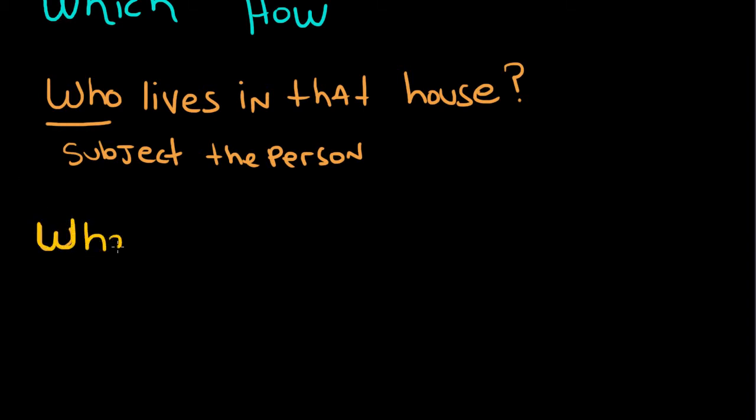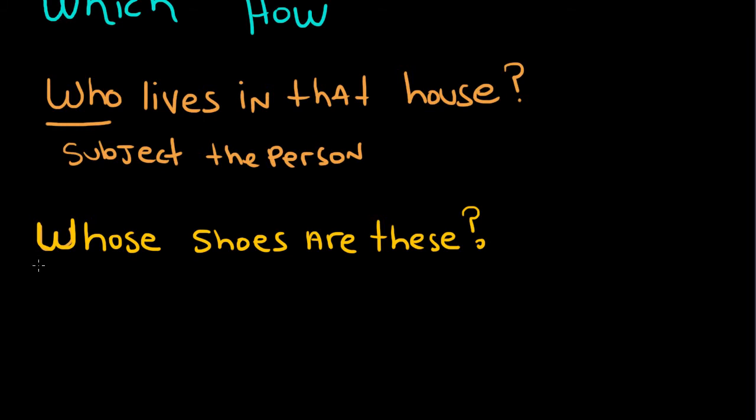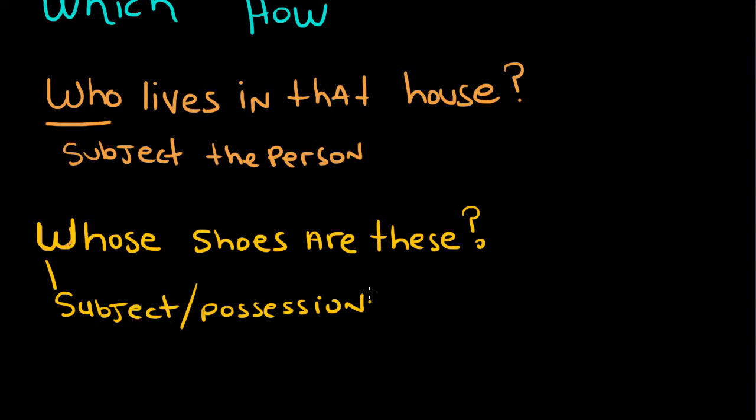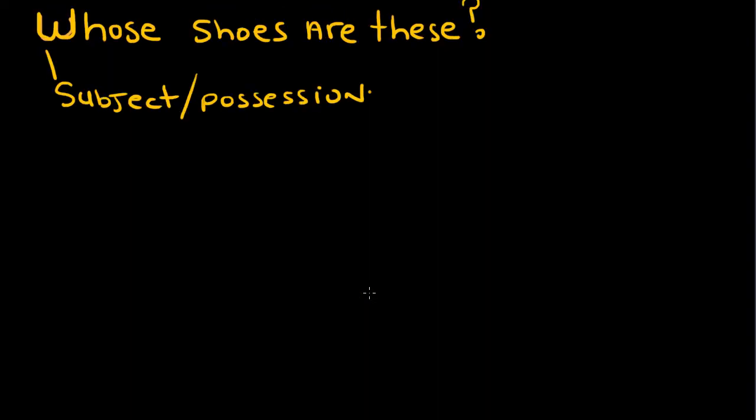For example, whose shoes are these? Whose shoes are these? Here we want to talk about whose, which is like a subject, and it shows possession. And the next one will be whom, which is another question word, and whom is used in very formal situations.